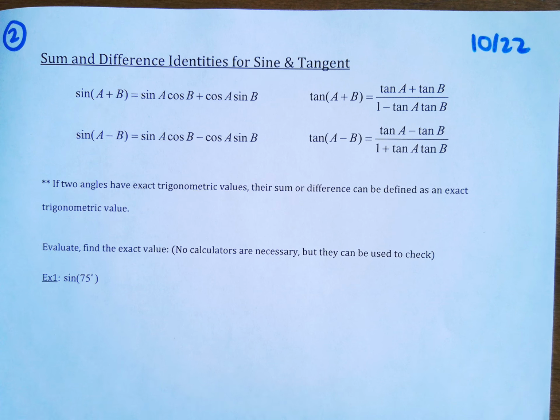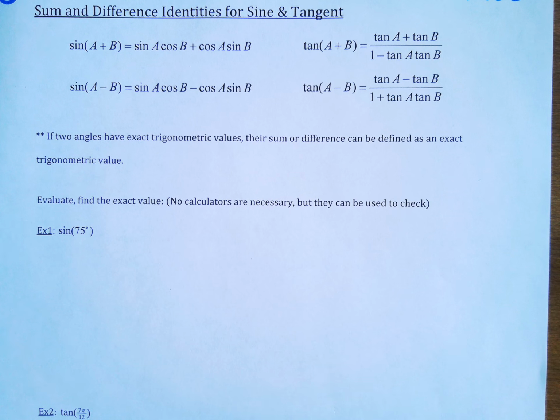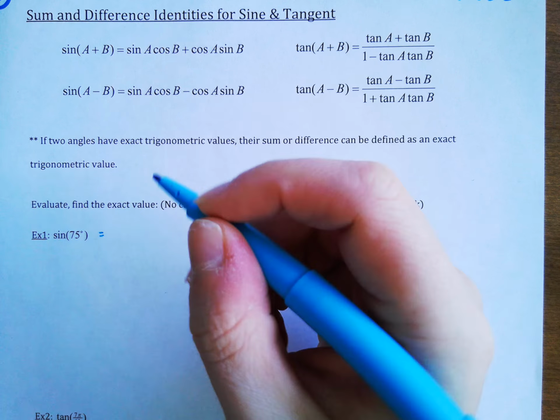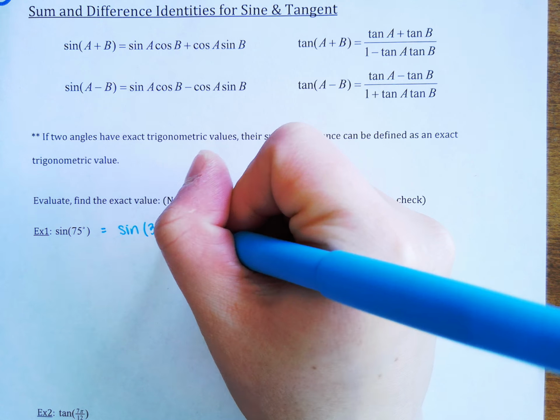So like we said last time, if we do have exact trig values, then the sum and difference can be defined as an exact trigonometric value. So even though we can type this in our calculator and come up with an approximation, we can find an exact value for it, because we know that sine of 75 degrees is really the sine of 30 plus 45.